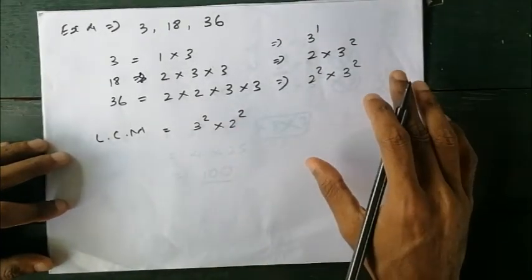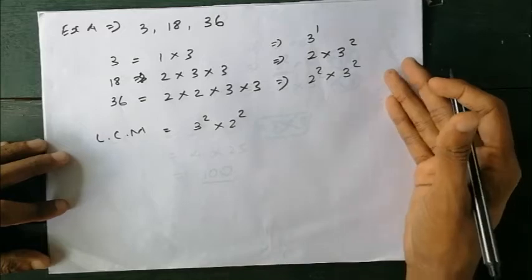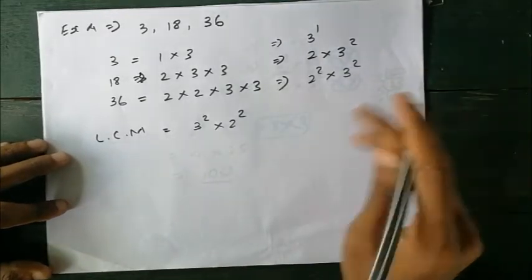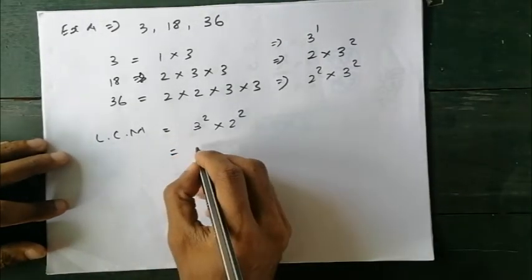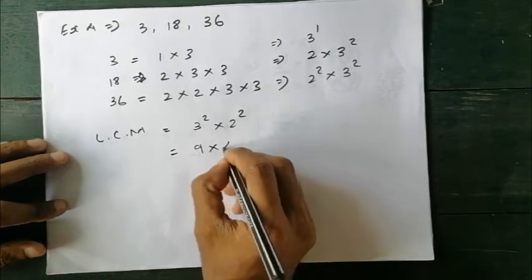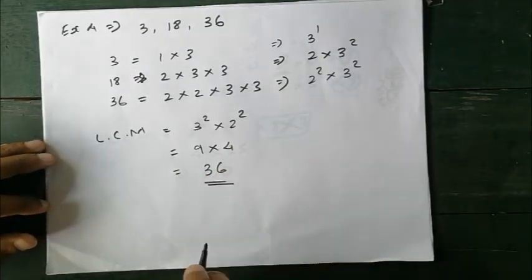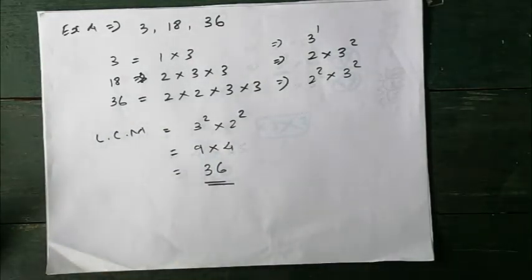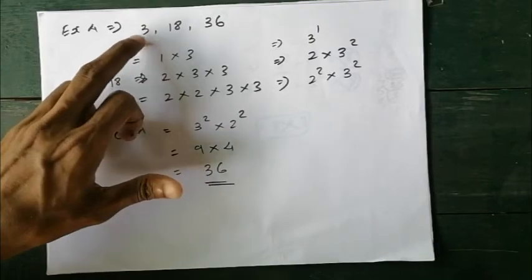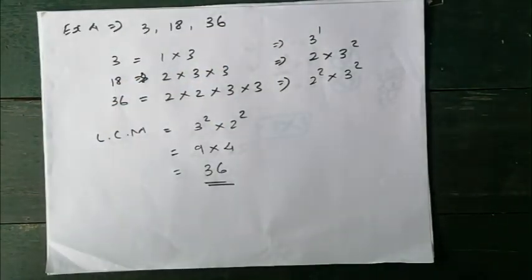If anything is remaining, we'll take the remaining. So nothing is remaining here. 3 squared is 9, 2 squared is 4, so 36. 36 is the least number which can be divisible by those 3 values.